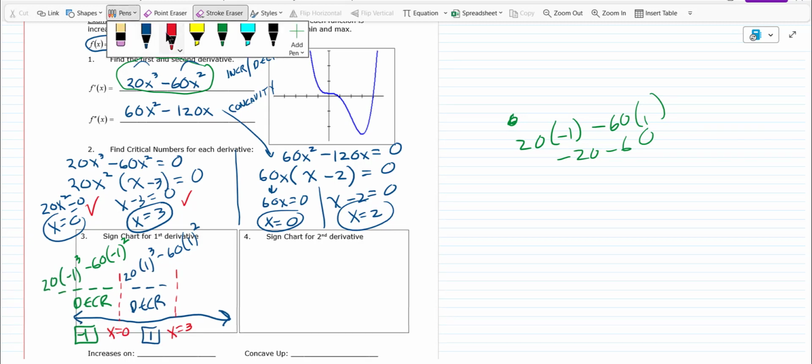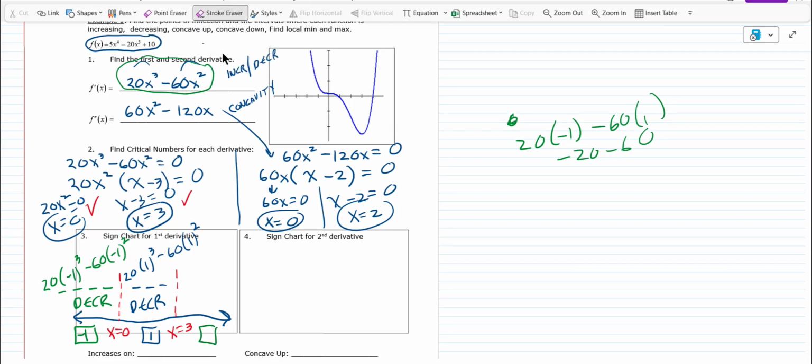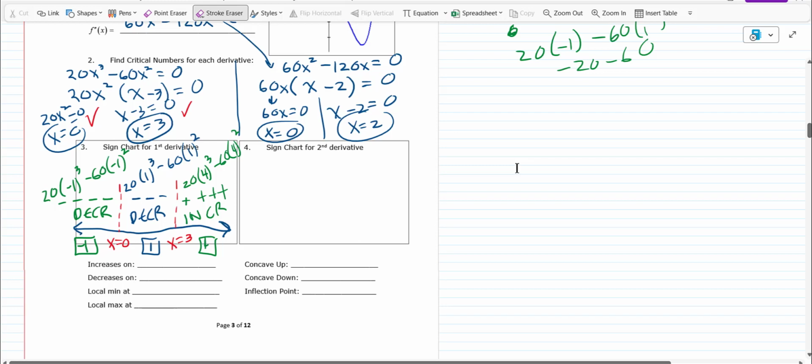Then finally we'll use a number that is bigger than 3, like say 4. You plug that into the first derivative, you'll work out 20 times 4 to the third minus 60 times 4 to the second. Go to your calculator if you need to. You'll get positive. So what does that tell you? That we're increasing. That's nothing new. I'm just reviewing what we did a couple of sections back, and then we can answer all of these questions below.